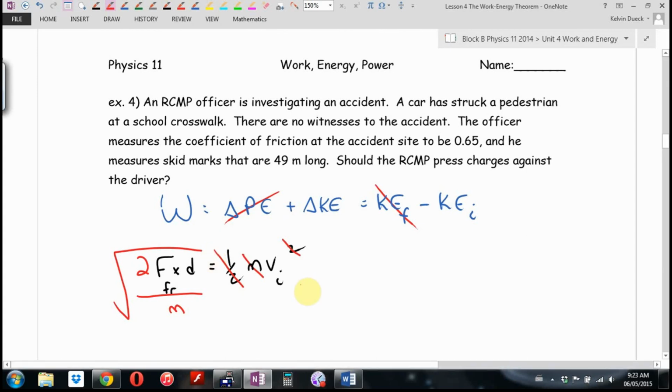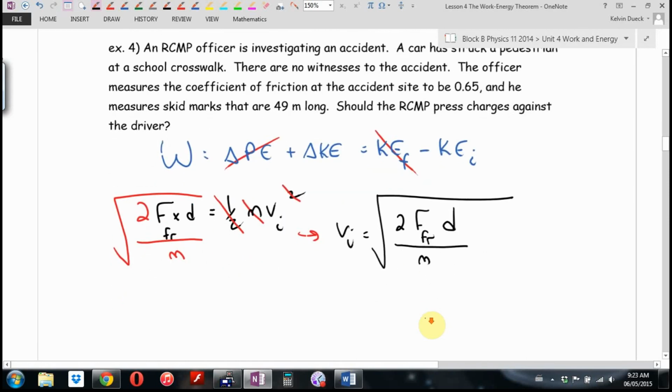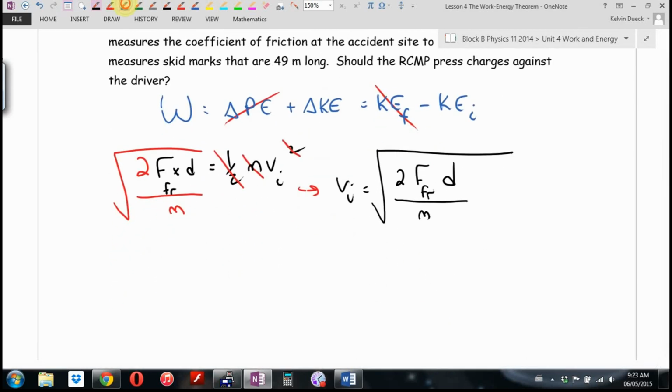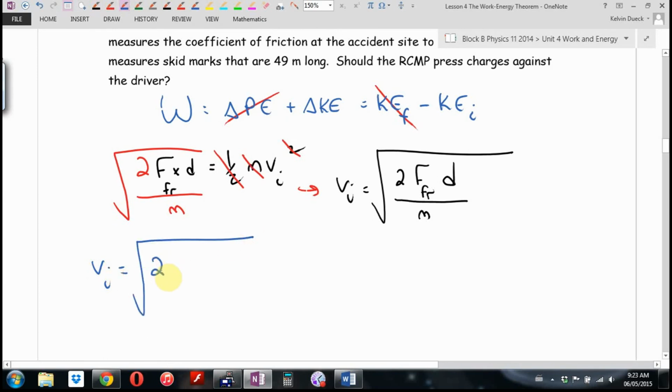So what I have is complicated enough that I think I'm going to rewrite it. V initial is going to be big square root of 2 friction times distance all over m. Okay. Big square root 2 friction. Friction is what times what? Mu. Don't write this down, just watch. Times the normal force times distance over m. I don't know the normal force.